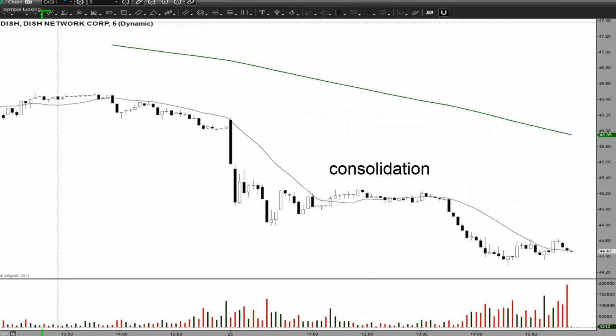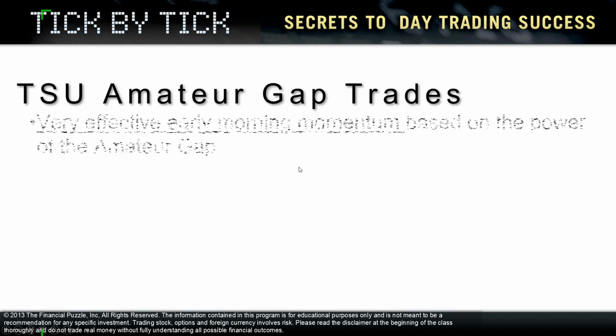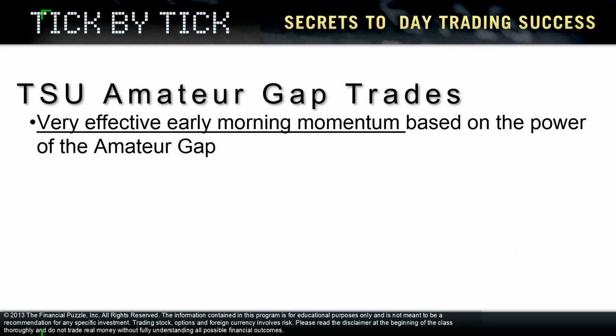All right, let's continue. Void, meaning to the next area of support or resistance. That's true, Dennis. TSU amateur gap trades. We're going to get about 10 more minutes. I'm going to go a little over, but of course, anybody who knows me knows that I always go a little over.